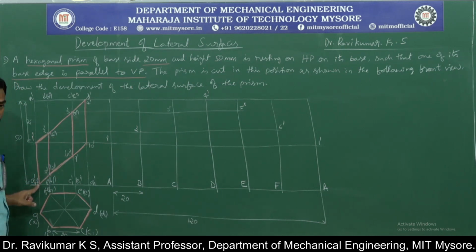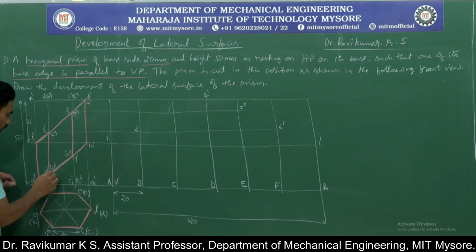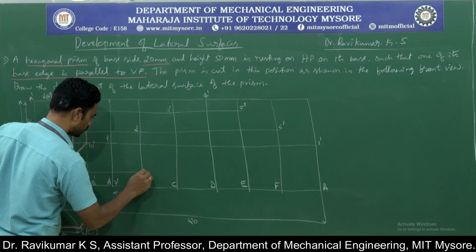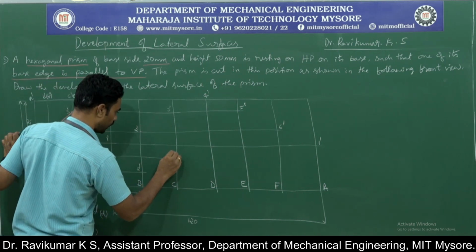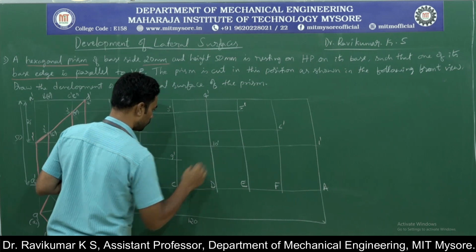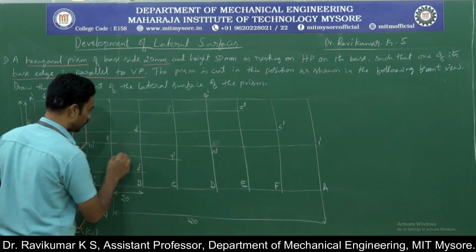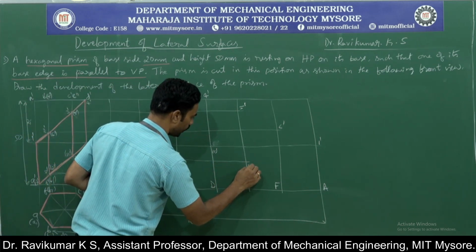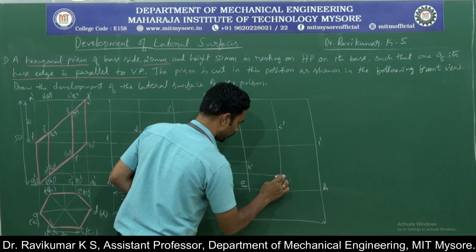Now we'll move on to the second section plane. The second section plane starts with 7 dash, then 8 dash for B, 9 dash is for C, 10 dash is for D, 11 dash is for E, and 12 dash is for F.